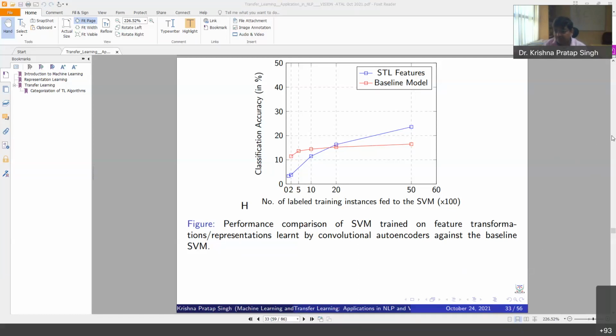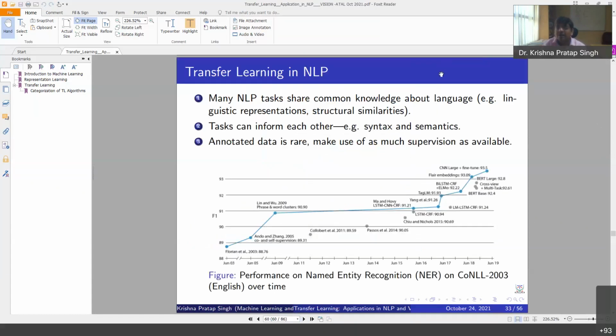Okay, some other question: how do we use representation learning? Okay, I'm coming to it. One or two things on how to use it. Quickly, in the next 15 minutes, I will talk about the application domain only.